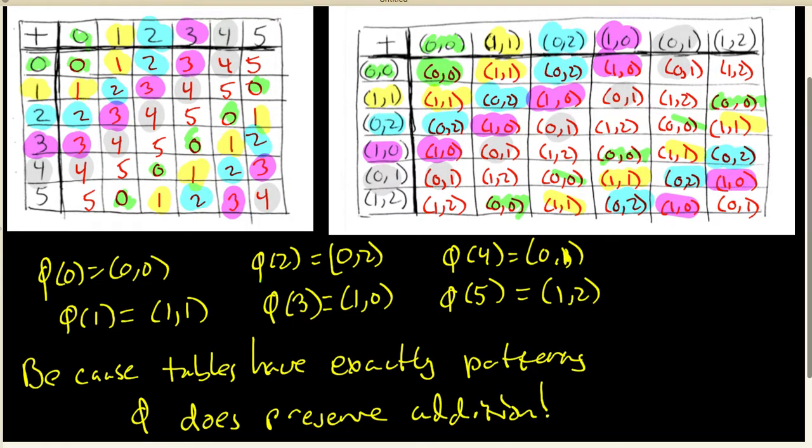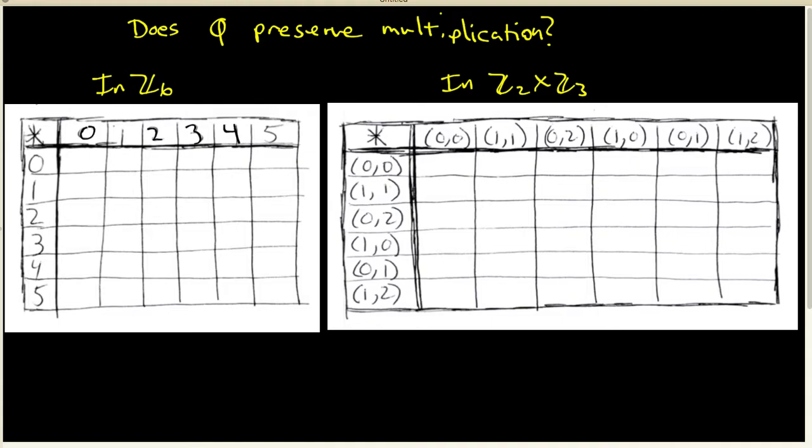So now the question becomes, does phi preserve multiplication? Well, we handle that question in very much the same way. Here are two empty multiplication tables, one for Z6 and one for Z2 cross Z3. So please stop the video again. And once you've stopped the video, fill these two tables in. And once you've done that, then start the video back up.